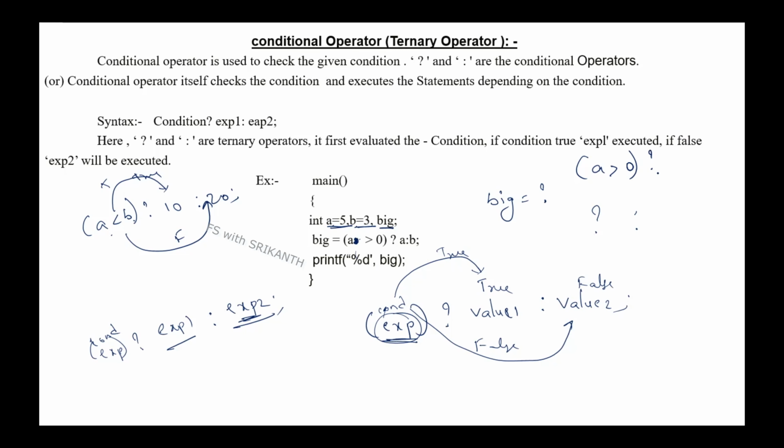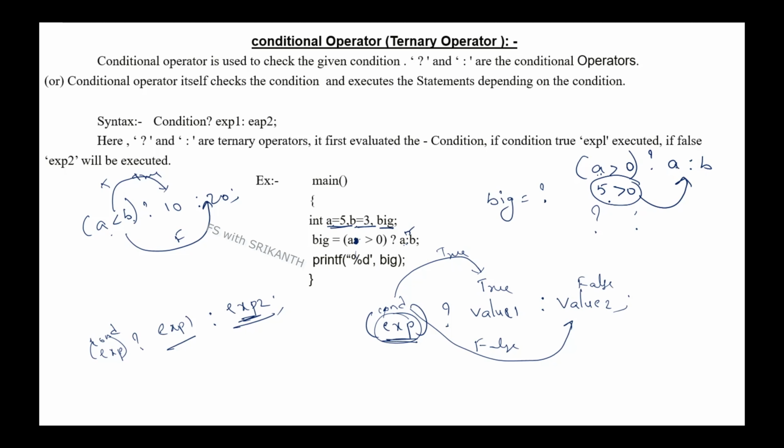The expression is a greater than 0, question mark, a colon b. What is the value of a? The value of a is 5. 5 greater than 0. Is the condition true or not? True. Then it returns the a value. What is a here? 5.